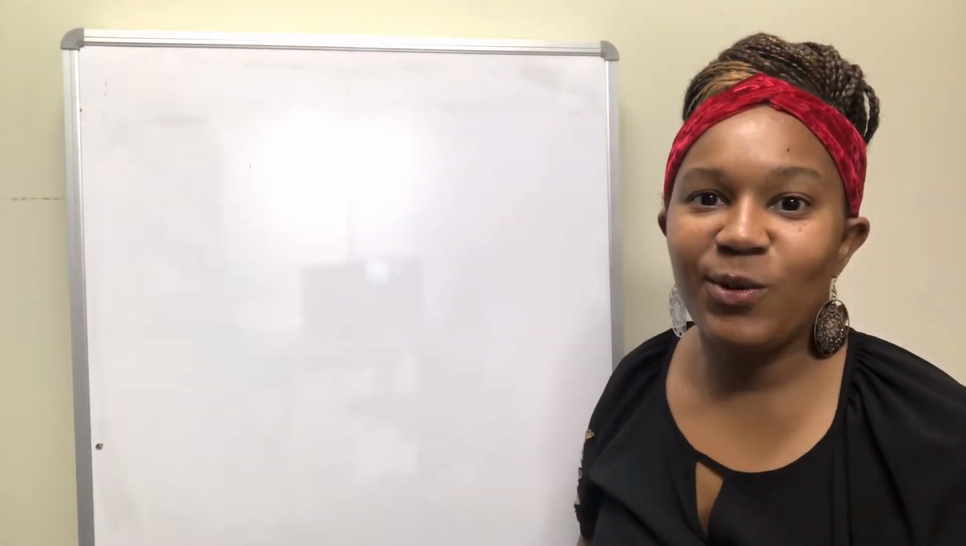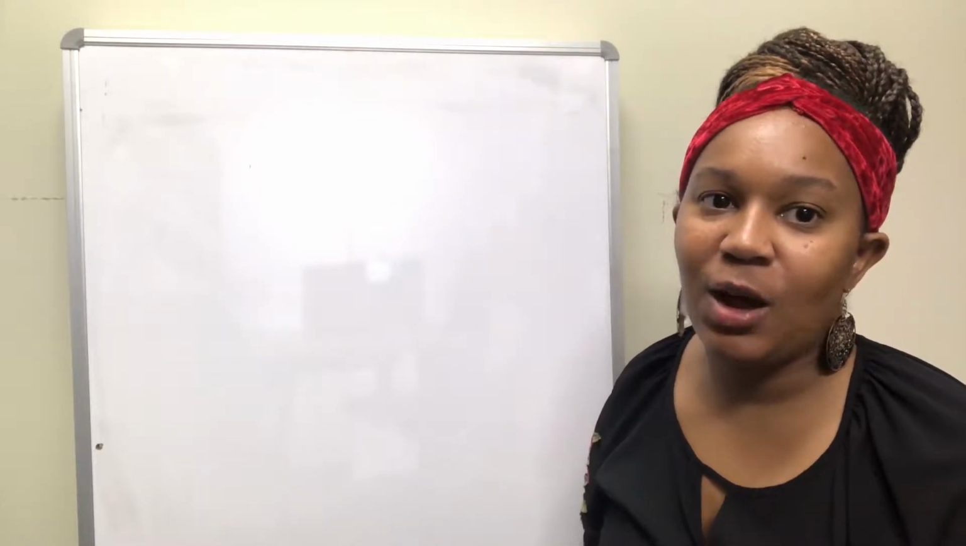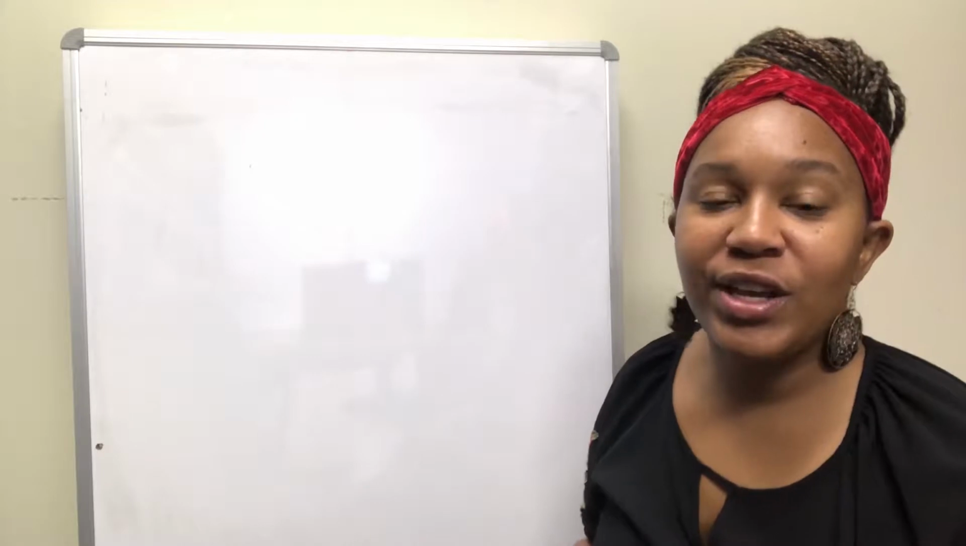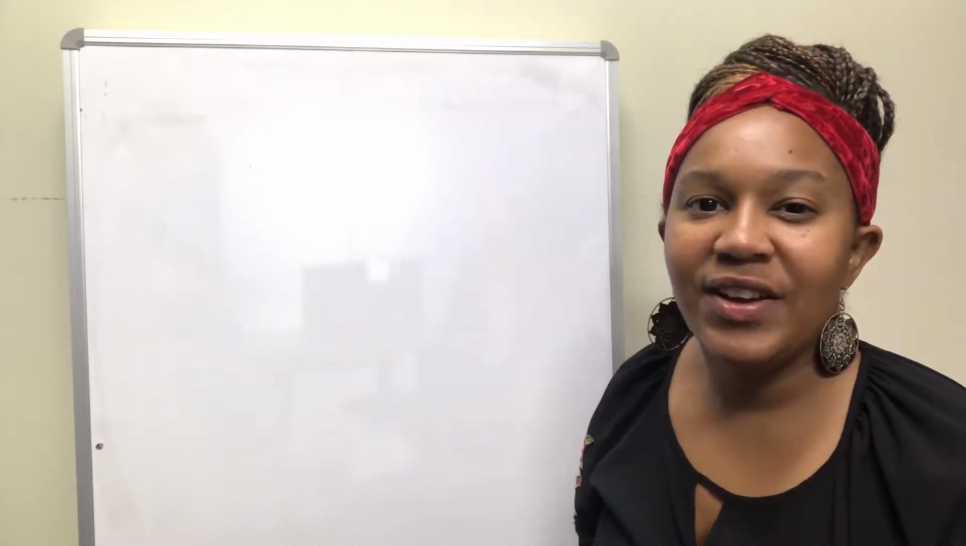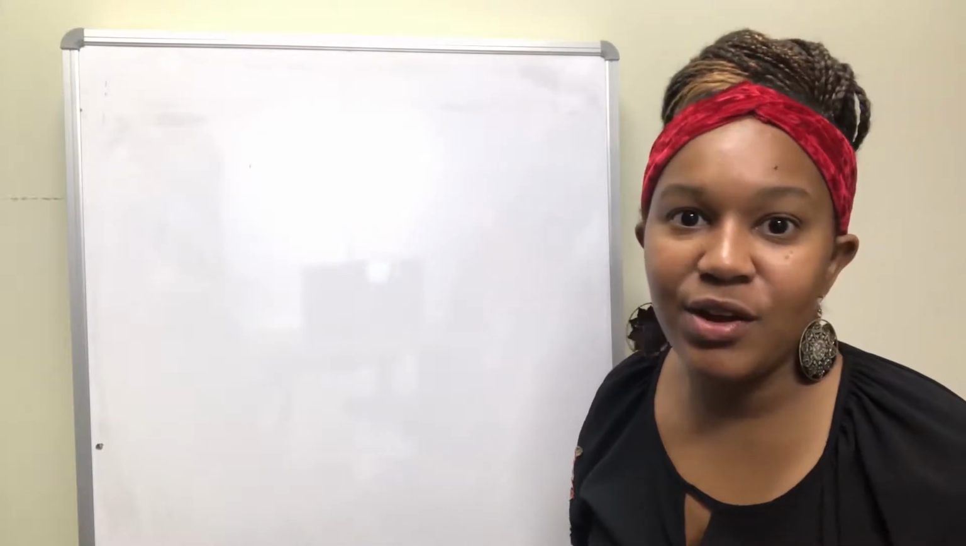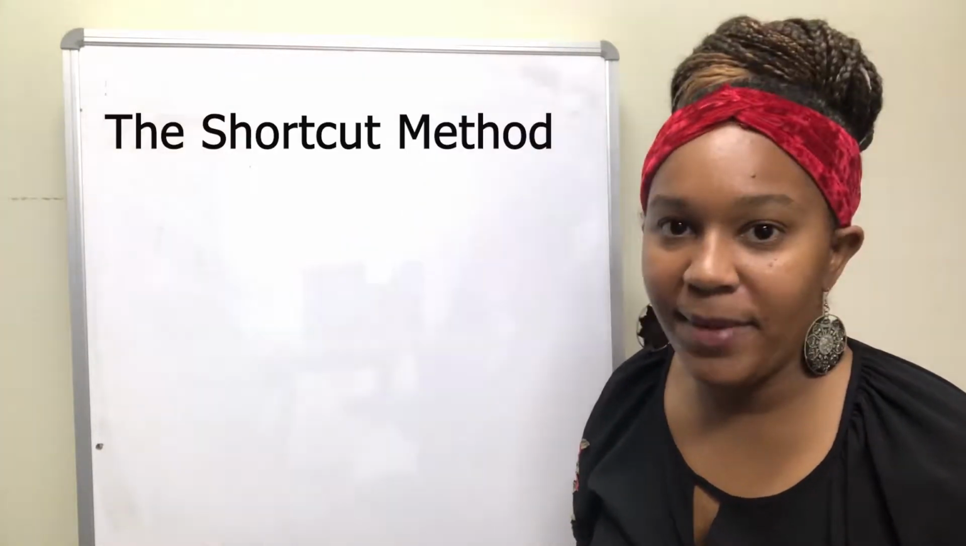Alright, in this video, we're going to look at how do you factor a trinomial when the leading coefficient is not 1. There are multiple ways you can factor. Most people teach the AC method, and there are other ways you can do it, like trial and error. But in this video, I'm going to show you a method that I like to call the shortcut method.